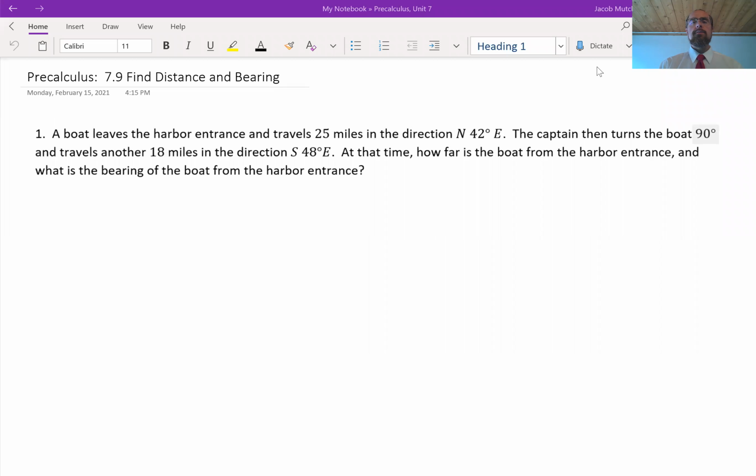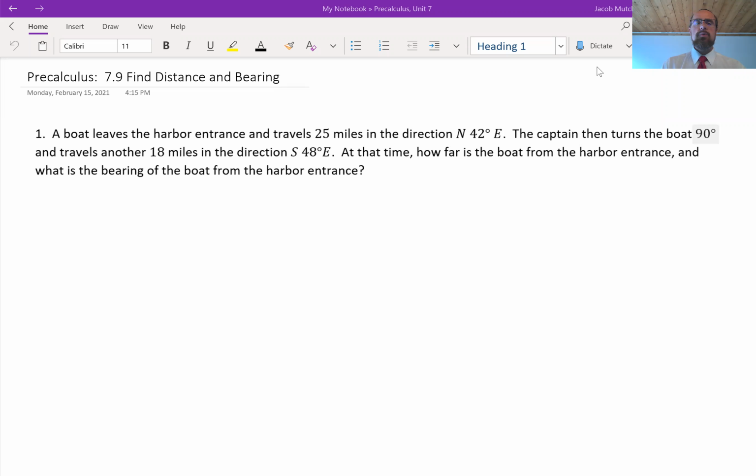Welcome to Pre-Calculus. Today we will investigate finding distance and bearing. We'll take a look at three examples. Our first example is this word problem in which a boat leaves the harbor entrance and travels 25 miles in the direction north 42 degrees east.